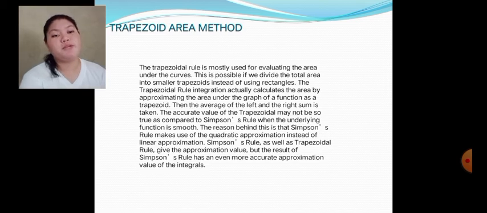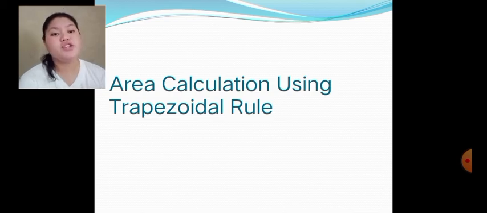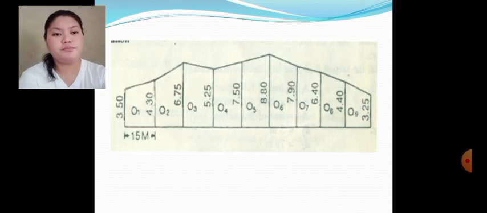Trapezoid area method. This is our next topic. The trapezoid rule is mostly used for evaluating the area under curves. This is possible if we divide the total area into smaller trapezoids instead of using rectangles. The trapezoidal rule calculates the area by approximating the area under the graph of a function as a trapezoid. Then the average of the left and the right sum is taken. The value from the trapezoid rule may not be as accurate as Simpson's rule when the underlying function is smooth.